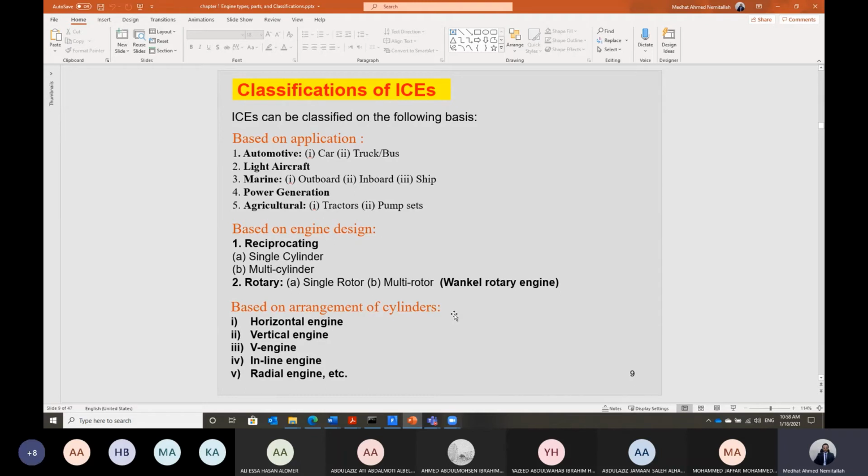Also, the internal combustion engine can be classified based on the arrangement of the cylinders. We said for a big engine, we should have a number of cylinders. Those cylinders can be arranged in a horizontal inline shape, or it can be two inline engines forming a V-type engine, or it can be a vertical inline engine, or it can be radial. All of them are connected on the radius, and we have the crankshaft at the center of this radius.